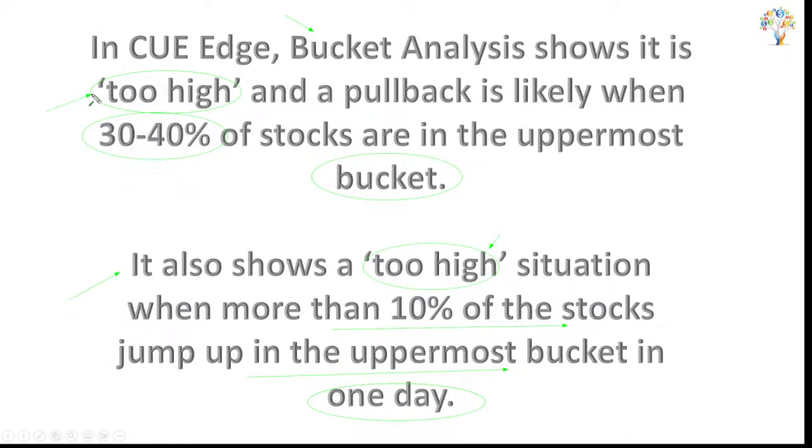So Q bucket analysis is different from some other bucket analysis packages because it has two ways to show when it is becoming too high. It not only has today's information, it compares previous days' information, and if the move is sudden, it says it is moving too fast, it is not sustainable. That is another way to read a too-high market.